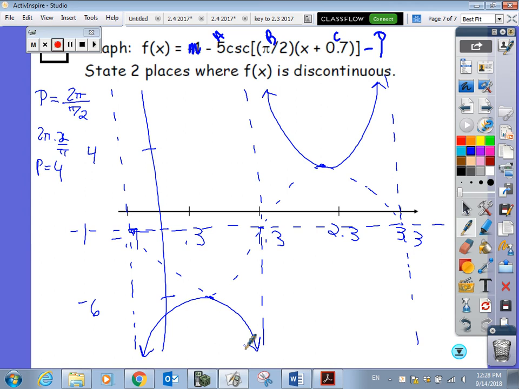And then where's state 2 places? Well, we have 3 places that we graphed. It asked for 2 of them. X equals 1.3, 3.3. Or -0.7 and 1.3. Or 3.3 and -0.7. Or if you want to pick something, 5.3, 7.3, 9.3. Any of those would be acceptable. There's an infinite number of correct answers right there. I personally would pick one off the graph, but it's up to you.